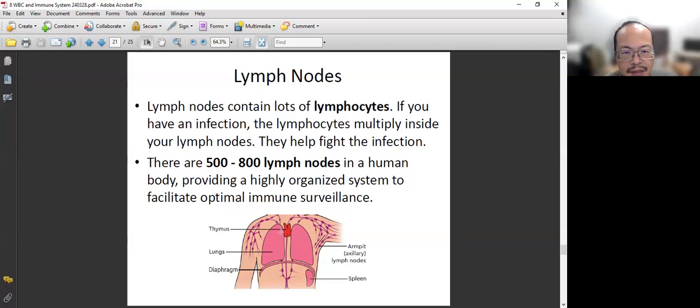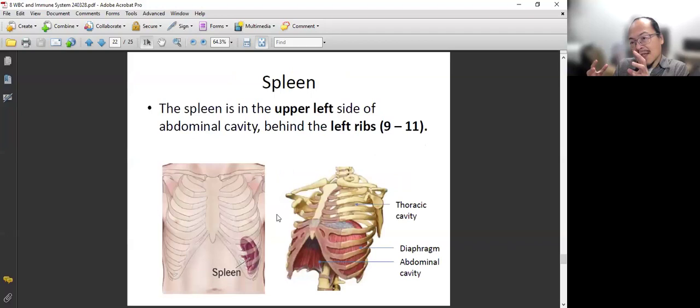So that's that. The thymus is the primary lymphoid organ. This one is to mature the T cells. Location and function. What's the function of lymph nodes? Lymph nodes are basically the nodes that store or house the lymphocytes.